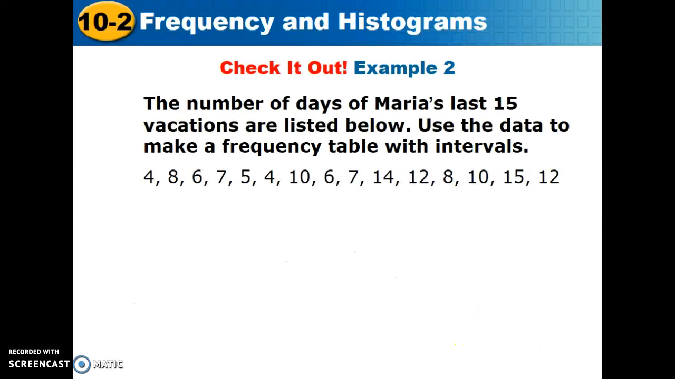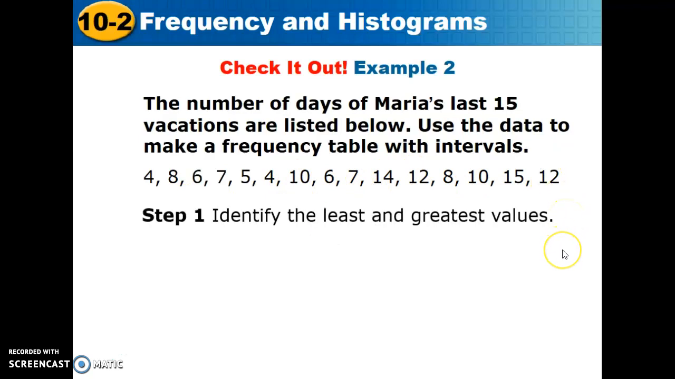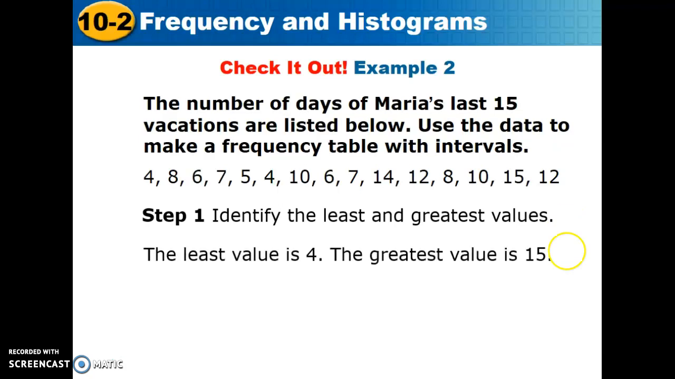So let's check it out, example 2. The number of days of Maria's last 15 vacations are listed below. Use the data to make a frequency table with intervals. So I see several single-digit values. So our first interval could be 0 to 10. Second one, 10 to 20. Identify the least and greatest. We have a least value of 4 and a greatest value of 15.